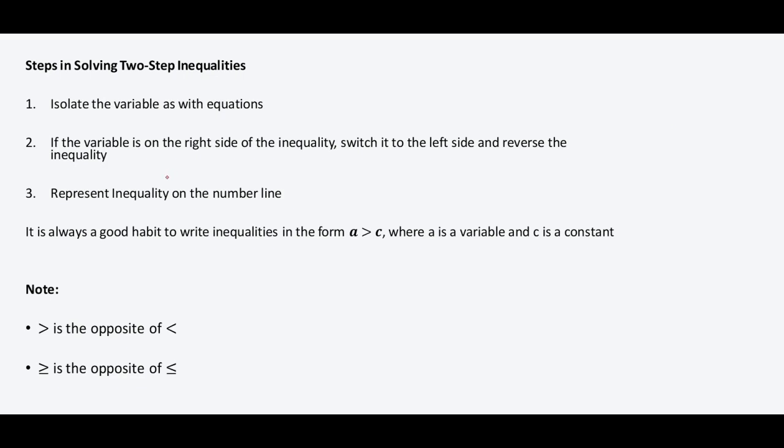The first thing you want to always do is to isolate the variables, as we do with equations, and then we solve them. And if the variable is on the right side, we want to move it to the left side and switch the inequalities. So when we switch, we're going to reverse using this method here. If it's greater than, we switch it to less than. If it's greater than or equal to, switch to less than or equal to, and vice versa.